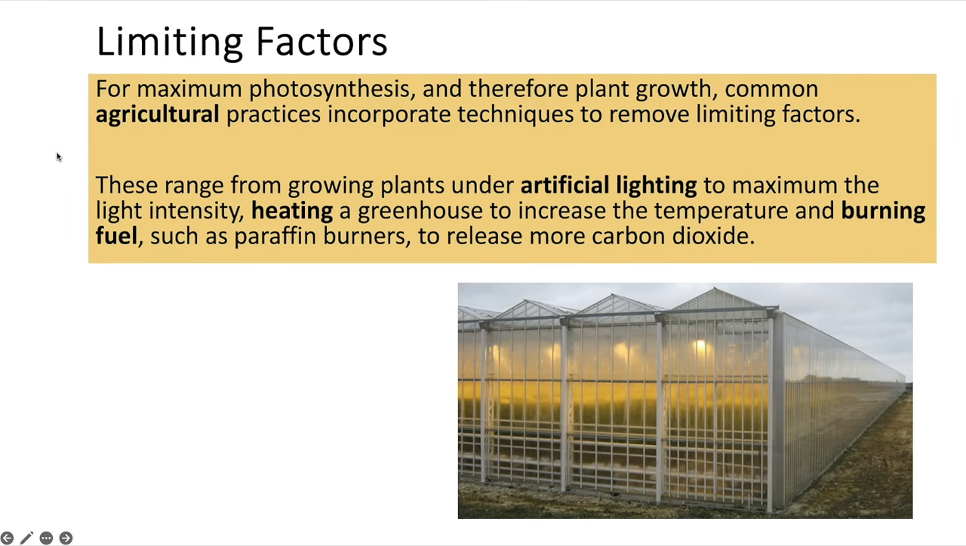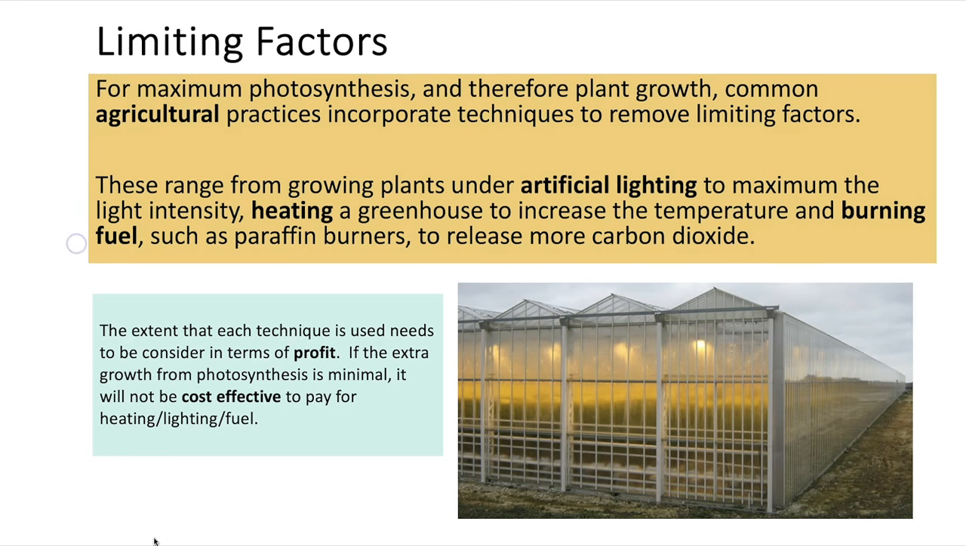Now, for maximum photosynthesis, in agriculture, they'll need to try and find a balance between the optimum amount of light intensity, carbon dioxide concentration, and temperature, but offset that with how much it costs to have that heating, to have that extra lighting, compared to how much extra profit they're getting from how much the plants are actually growing. So you do have to consider how cost effective it is to potentially pay for paraffin to burn it, which would release carbon dioxide but also increase the temperature, and to pay for artificial lighting.